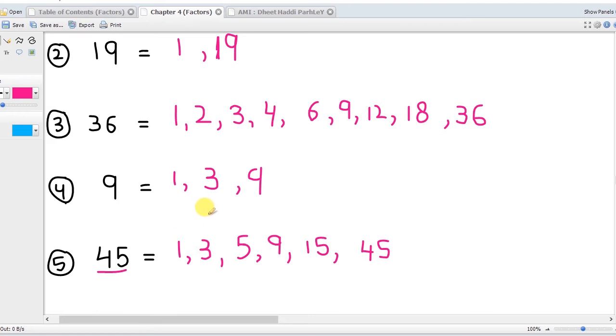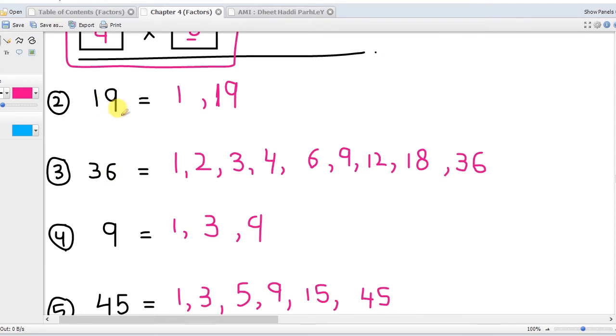I hope you have got the concept. For example, this is 9. So there is no need to check the tens times table or more than the tens times table. For this number, there is no need to check any number greater than 19. For example, 20, 21, 25, 30, because 19 does not come on those times tables, right?